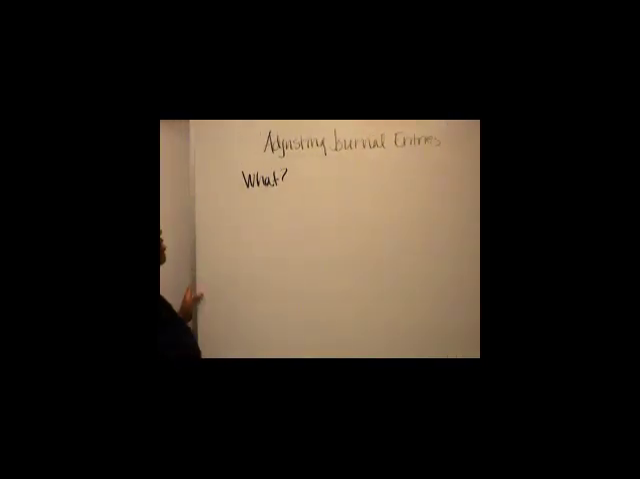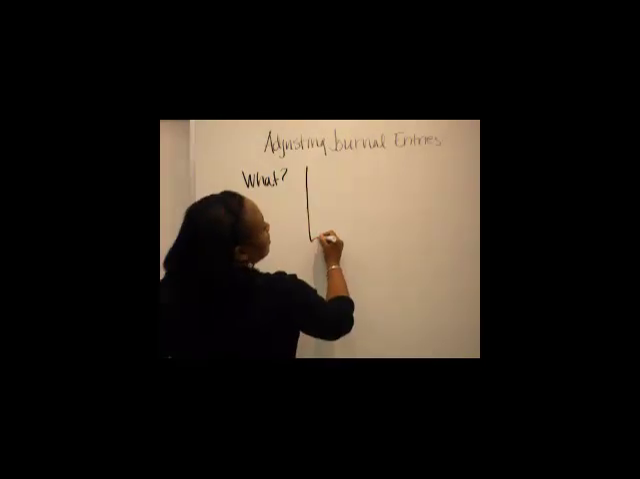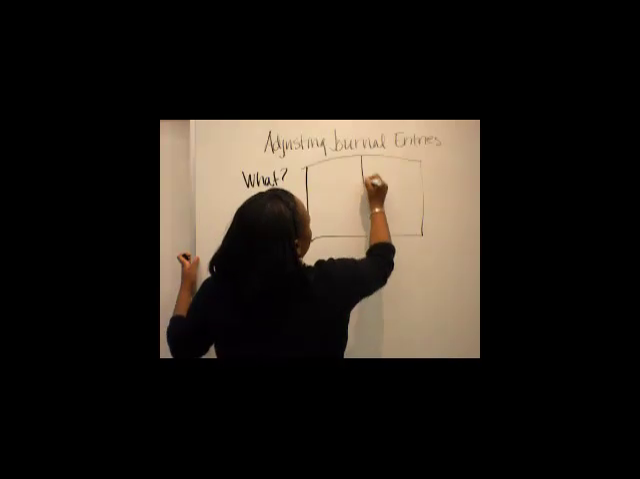Adjusting journal entries. This is for Accounting 4A for the online students. And just in Chapter 3, we talked about adjusting journal entries. You can divide them up into 4 basic types.